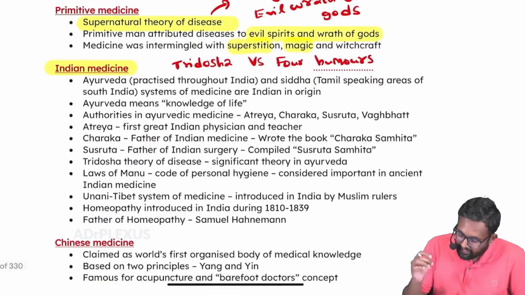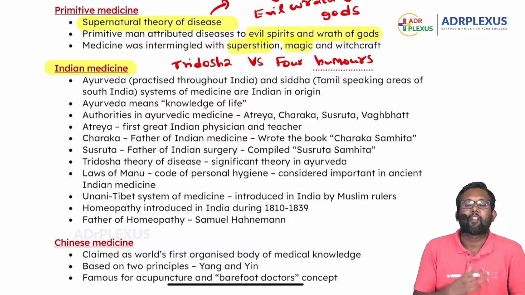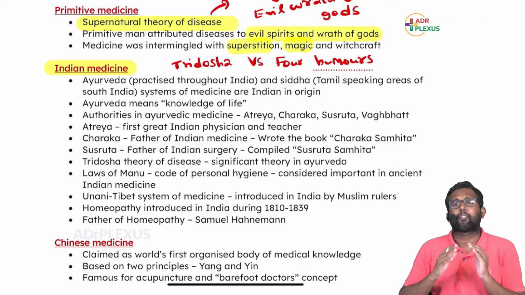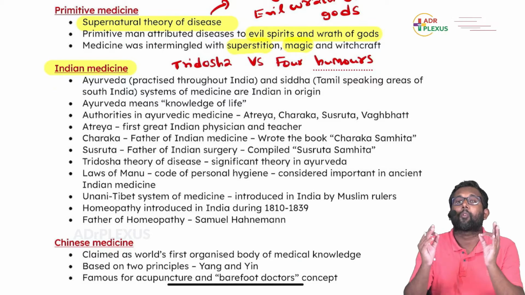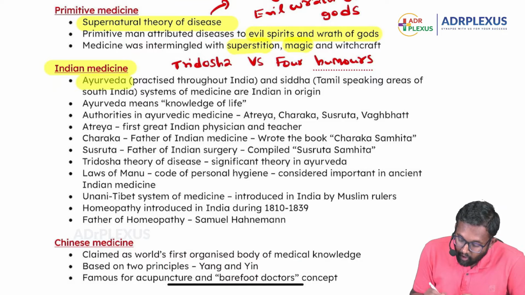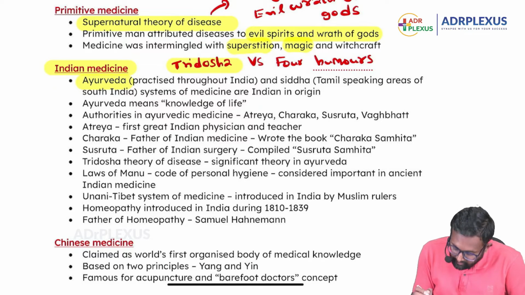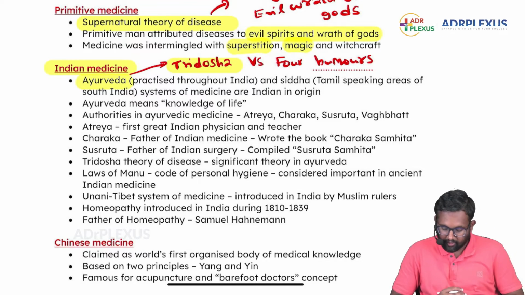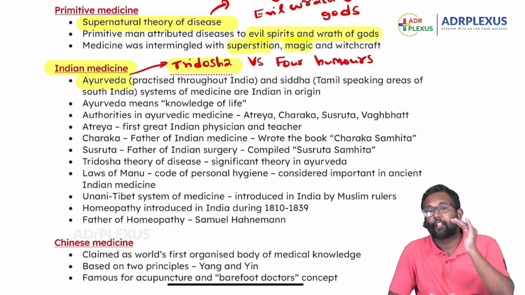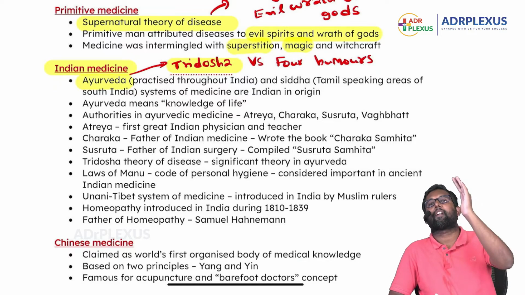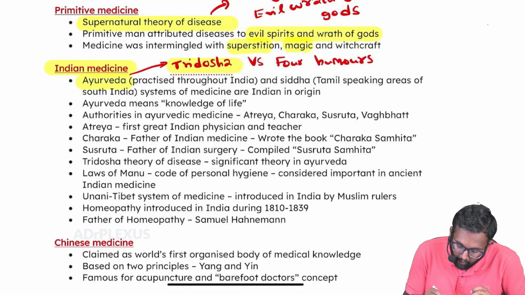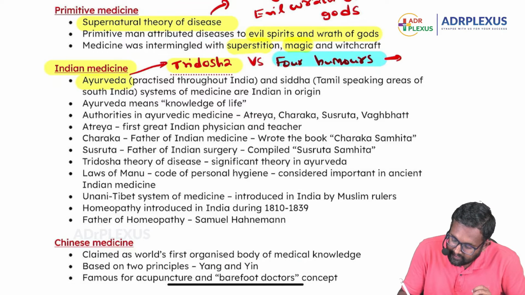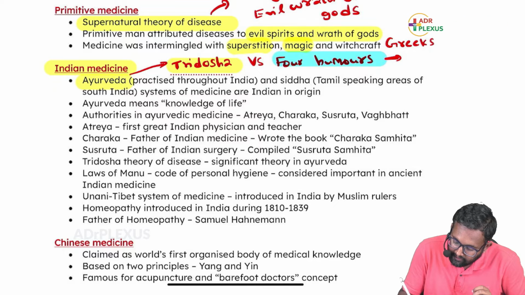Okay. So Indian medicine, we have many things in Indian medicine, that is Ayurveda, Unani, Siddha, homeopathy. So we have so many things in this. In this, the main question-based topic is Ayurveda. So Ayurveda is associated with the tridosa theory of disease. The theory of 4 humus is mainly associated with Greeks.